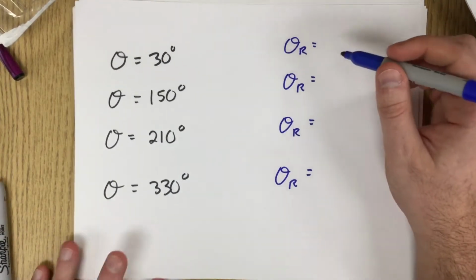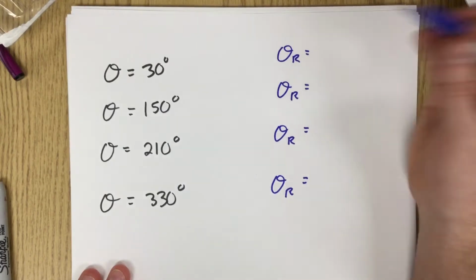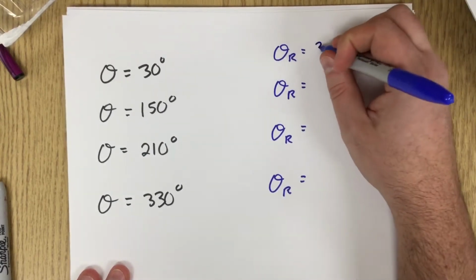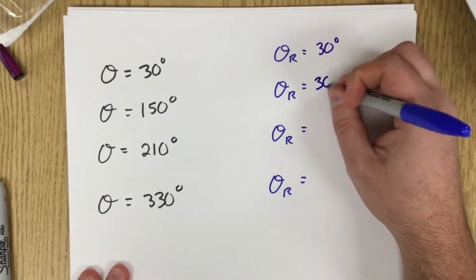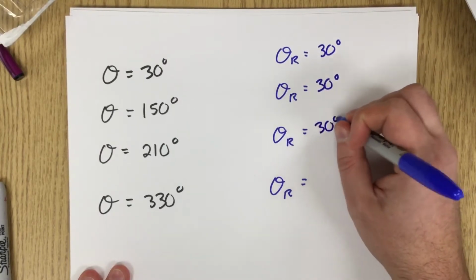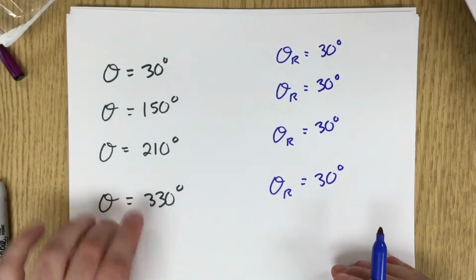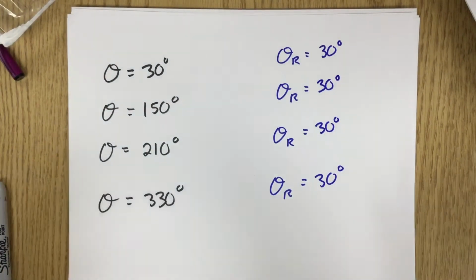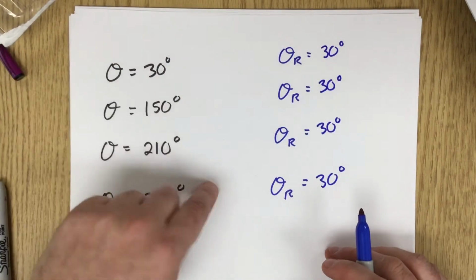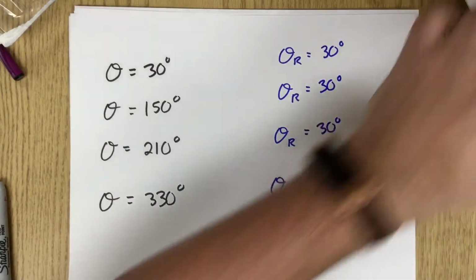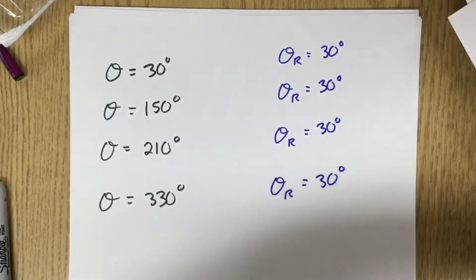What you found out is that they're all the same. So the related acute angle for every single one of these is 30 degrees. So each of these have the same related acute angle. And what we're going to find is that means that these four angles are connected to each other in some way. So let's find out how they're connected.